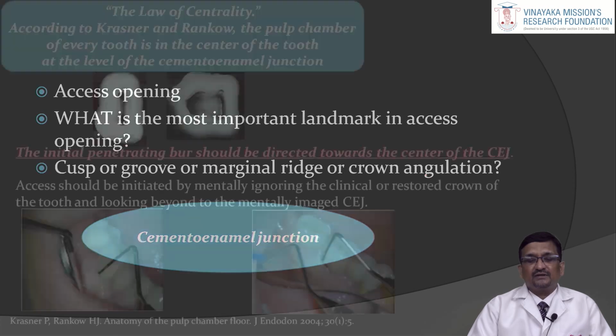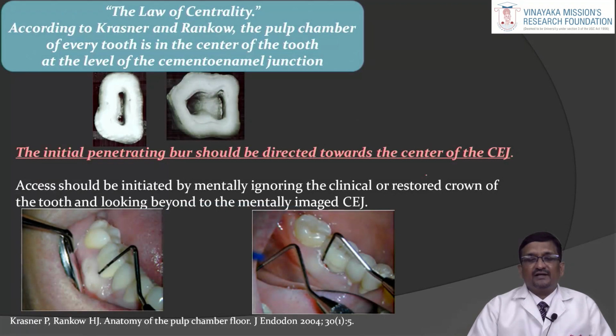How is it important? You have to go to the law of centrality. According to Krasner and Rankow, the pulp chamber of every tooth is in the center of the tooth at the level of the CEJ. So the initial penetrating bur should be directed towards the center of the CEJ. So you have to assume and look at the CEJ, find it, and go to the center of the CEJ. You will not perforate.